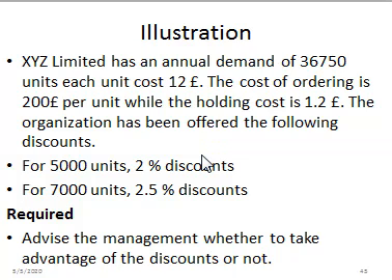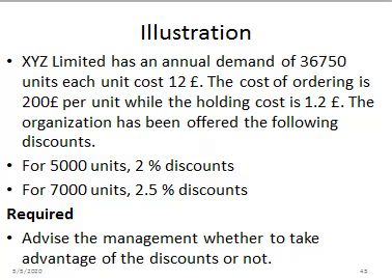Before you accept a discount, as I said, what you need to look at is the total cost. Your first step in this case is to get the economic order quantity. Once you get the economic order quantity, you determine the total cost at economic order quantity. Then you look at the effect of the discount, meaning you are going to get the total cost when you accept a discount of 2% and the total cost when you accept a discount of 2.5%.